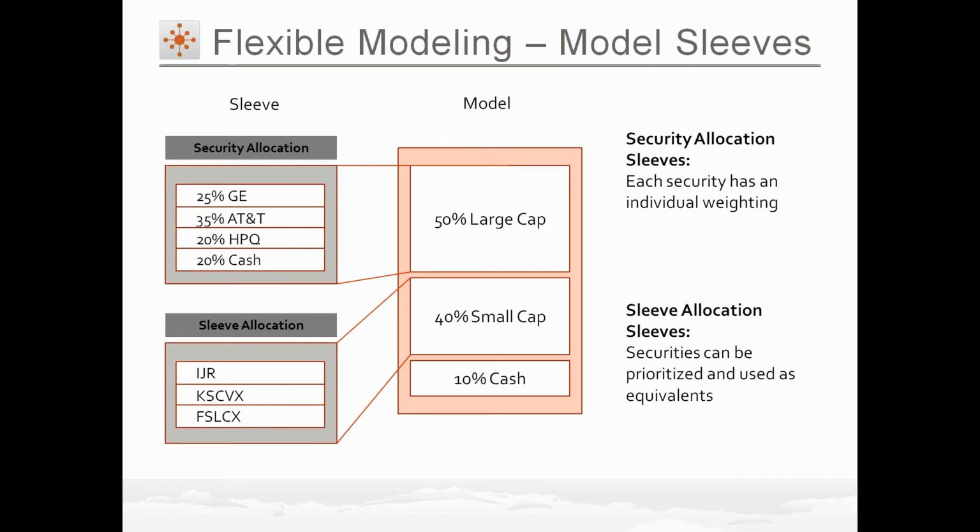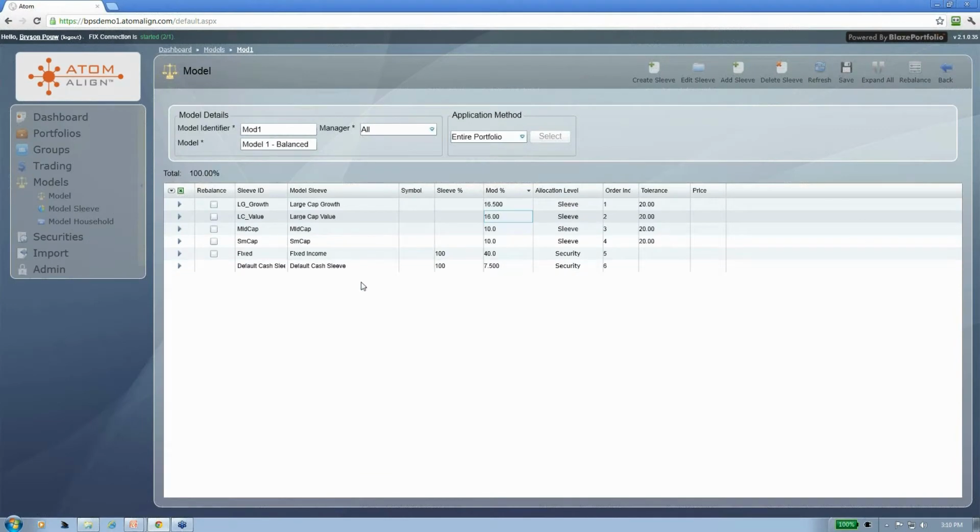So we have a couple of different types of sleeves that you can create. This is a security allocation sleeve where each security is given a target weighting. And then this is a sleeve allocation sleeve where you can use these as equivalent securities, or you may not necessarily hold all of them, but you may hold some of them. So there's a couple of different types of sleeves you can create, which result in your model.